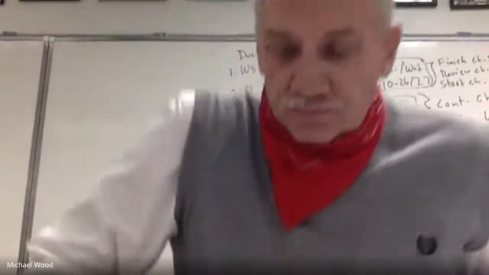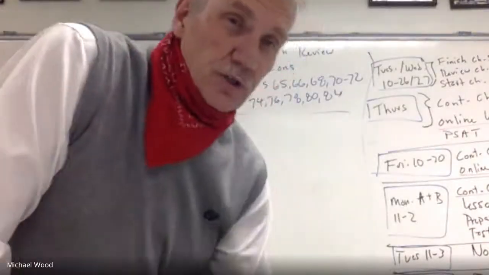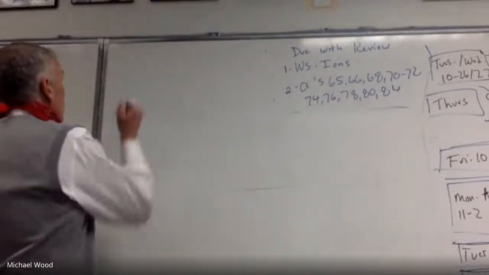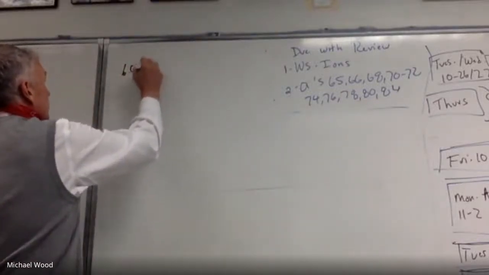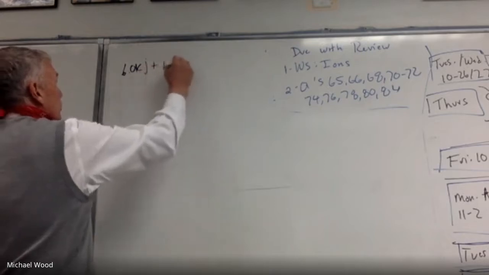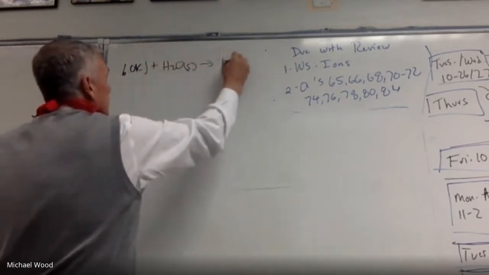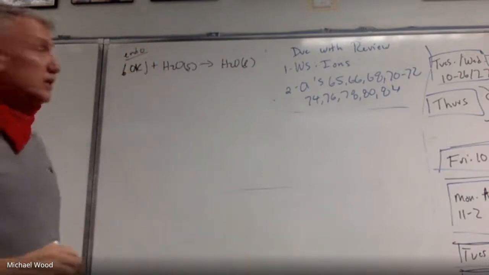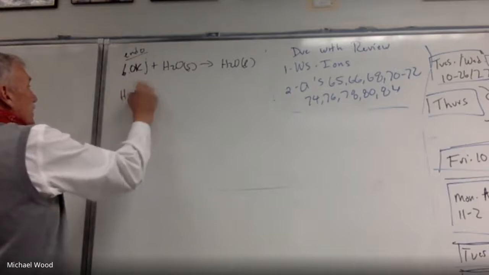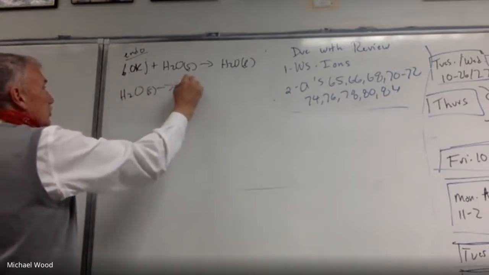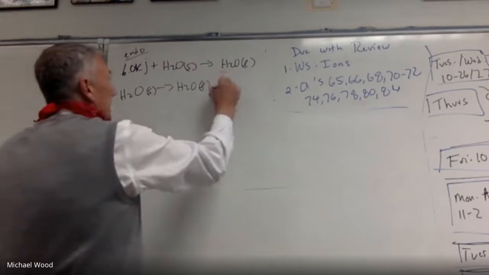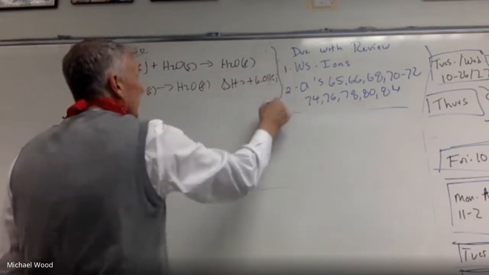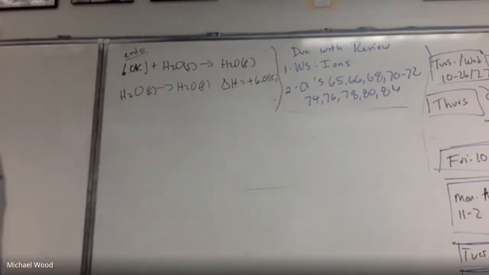Okay, so the first one, the physical change reaction. What we did is we wrote out 6.01 kilojoules plus H2O(s) makes H2O(l). See, this is an endothermic reaction because the energy is on the left side. The other way to write that is H2O(s) makes H2O(l), and then I include delta H, and most people would write it's positive because it is endothermic.